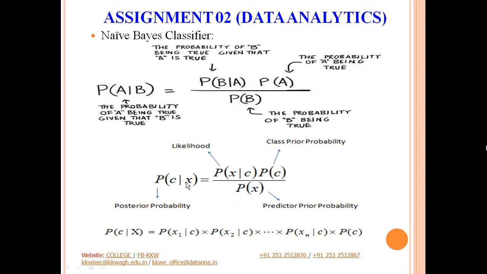Now in our case X, as I have already told, is not a single feature, it is multiple features, because we have multiple input variables. So in that case we can write P of C given X, if X is a set of features, say x1, x2, x3, x4 up till xn, as P of x1 given C into P of x2 given C into P of x3 given C, and so on up till P of xn given C into P of C. So this was all about the Bayes theorem.